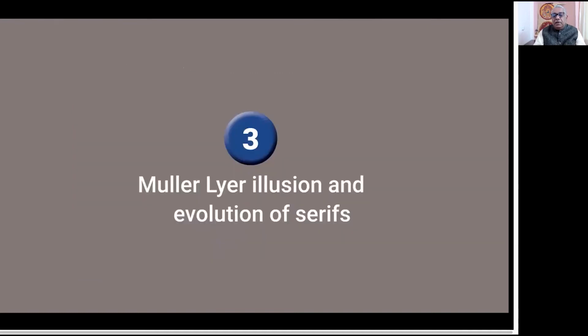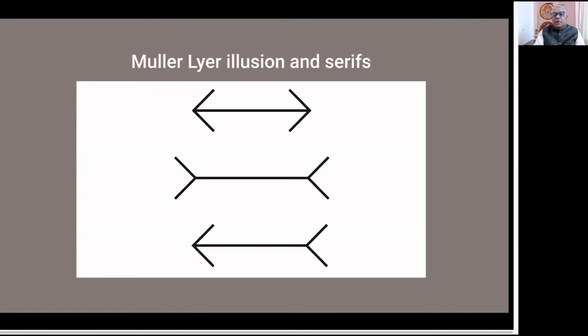The third part I would like to take you to is the Müller-Lyer illusion and the evolution of serifs. Everybody knows it is a very famous illusion that the three lines are actually of the same width, but because of the arrowheads, they appear to be of different widths. This illusion is created because of the converging arrows and the diverging arrows.